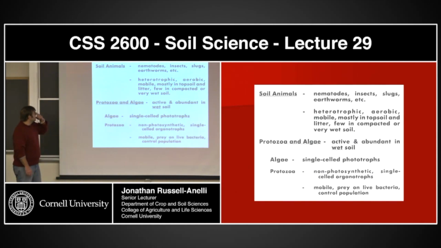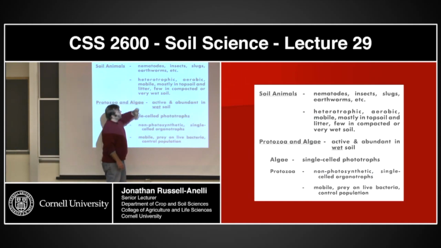So the soil organisms, the soil animals that you'll see out there are the nematodes, insects, slugs, and earthworms. We're going to be seeing, in the next couple weeks, a lot of earthworms. We're going to be seeing a number of nematodes, but a lot of different types of insects that are living in this soil environment. Okay?